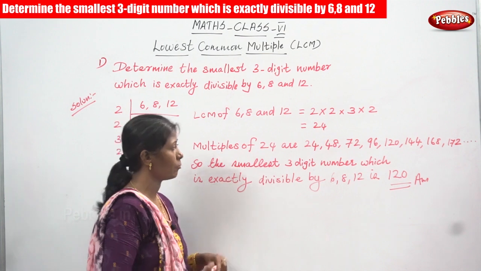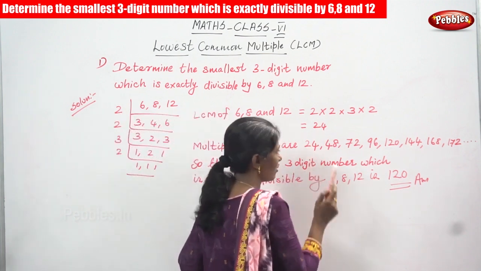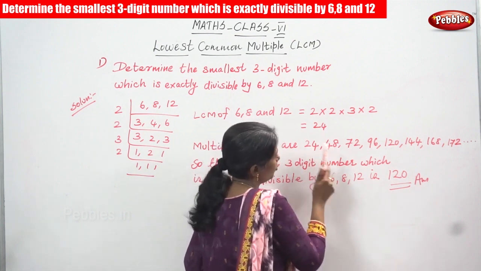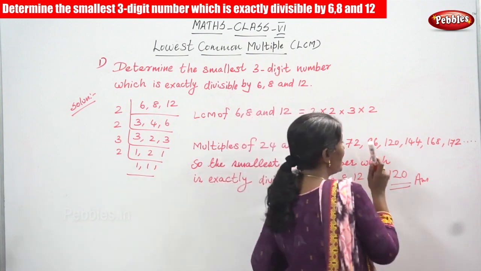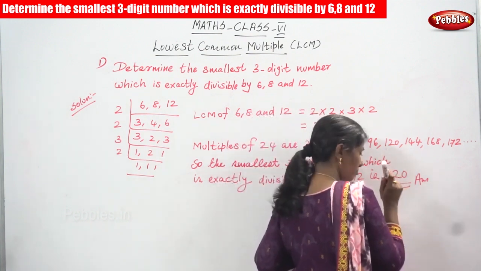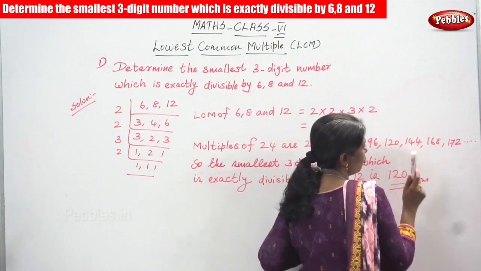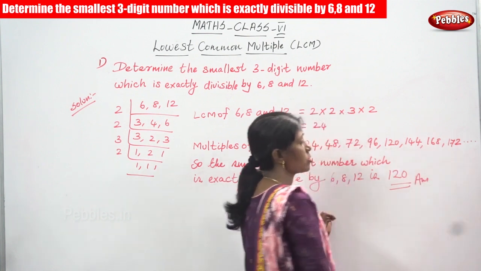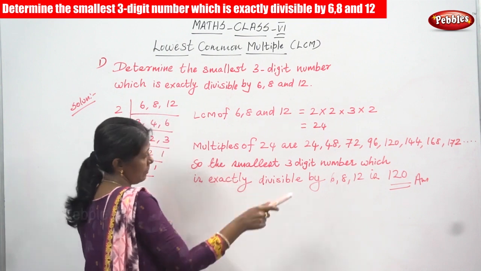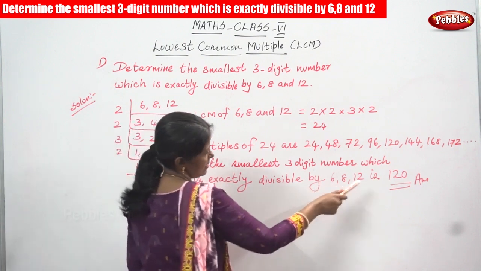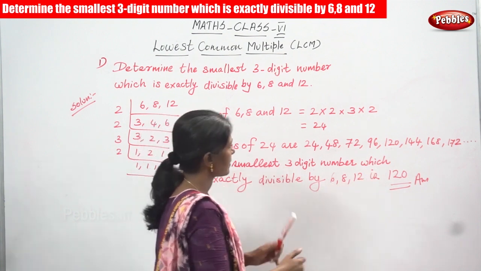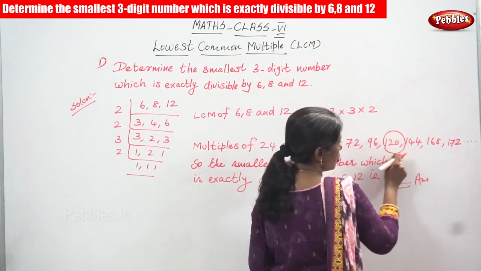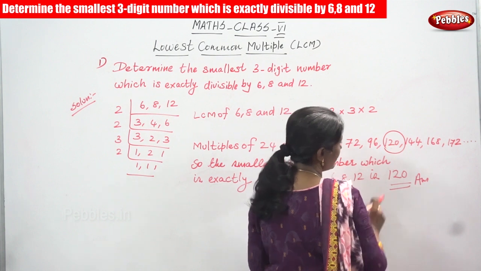The second step is the multiples of 24. 24 into 1 is 24, 24 into 2 is 48. You have to write the multiplication table of 24. 24 into 3 is 72, 24 into 4 is 96, 24 into 5 is 120, 24 into 6 is 144, 24 into 7 is 168, and so on. So the smallest 3-digit number which is exactly divisible by 6, 8 and 12 is 120, because 24, 48, 72 and 96 are 2-digit numbers, and from 120 the 3-digit numbers start.